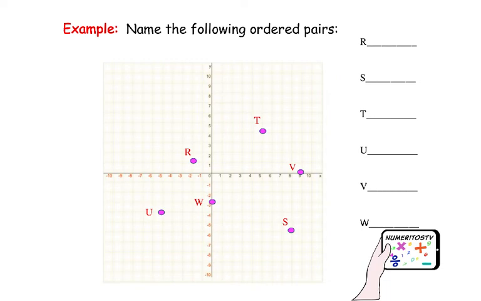Another type of example, they can give you the points, the ordered pairs, and you need to name them. You need to figure out where they are. So let's start with R. Don't forget that ordered pairs come in between parentheses, and a comma will separate both numbers. Your first number is going to be your x movement or your x position, your x coordinate.